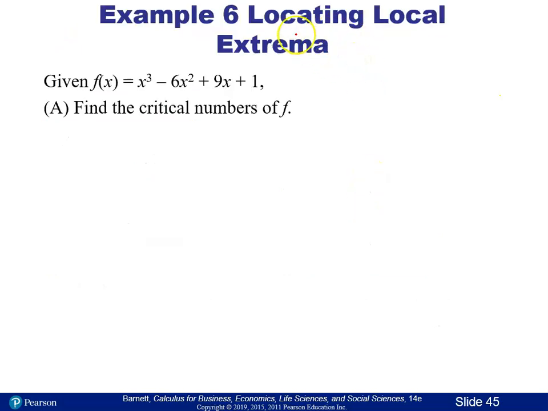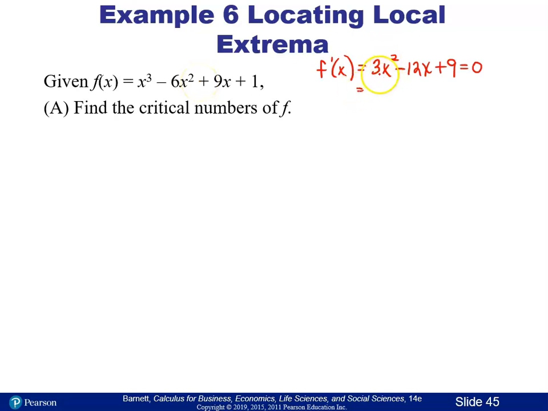So this is kind of putting it all together. We want to look at these examples and find our critical numbers. I'm going to start by taking the derivative here. So we're going to have 3x squared minus 12x plus 9, and we want to set that equal to 0. This is a polynomial, so we don't have to worry about places that it's undefined or anything like that.